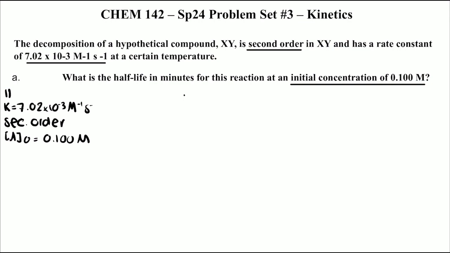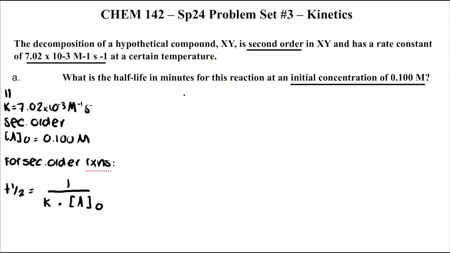Now, this question is asking us for the half-life, in minutes, of this reaction. And we know that it's second order. Using this, we can go back to our formulas and find this formula for the half-life of second-order reactions. The half-life of a second-order reaction is equal to 1 divided by the rate constant, K, multiplied by our initial concentration. So now we have our values, our variables, and our formulas.